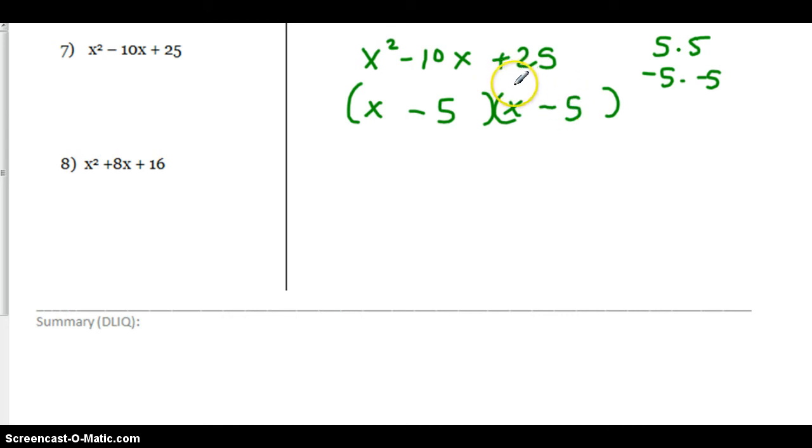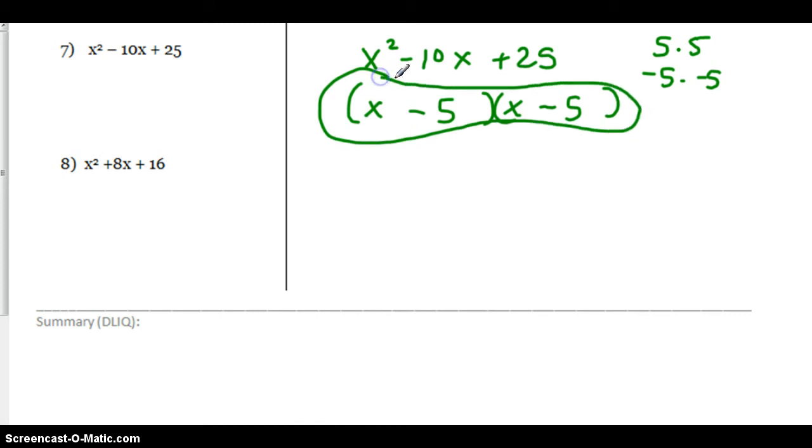So we call this a perfect square trinomial, where you have the same binomial multiplied by itself to give this trinomial. We check it the same way as all the others: x squared minus 5x, and then minus 5x plus 25. Our last one is another perfect square trinomial, so go ahead and pause the video and try that one.